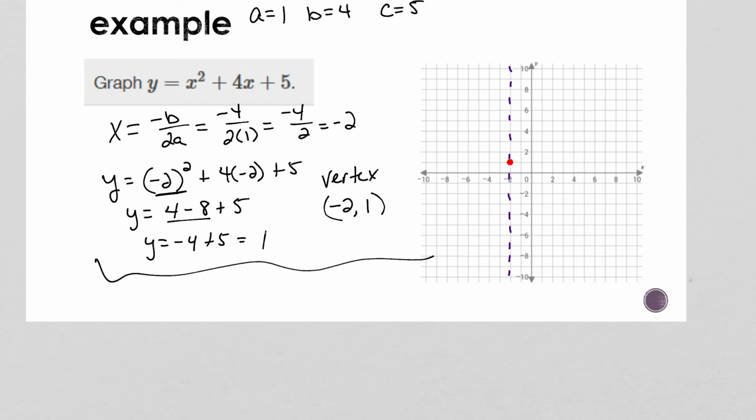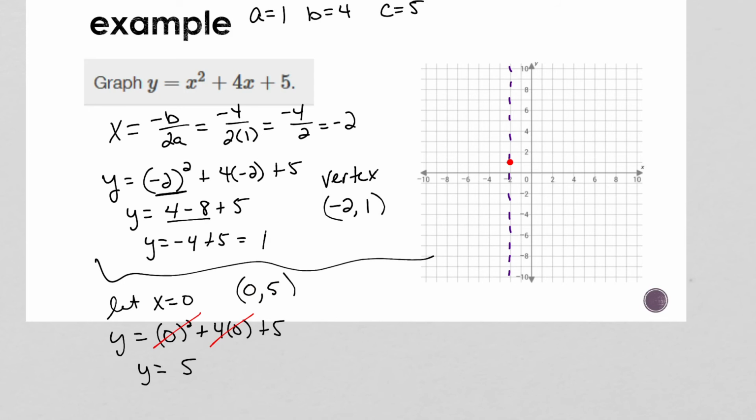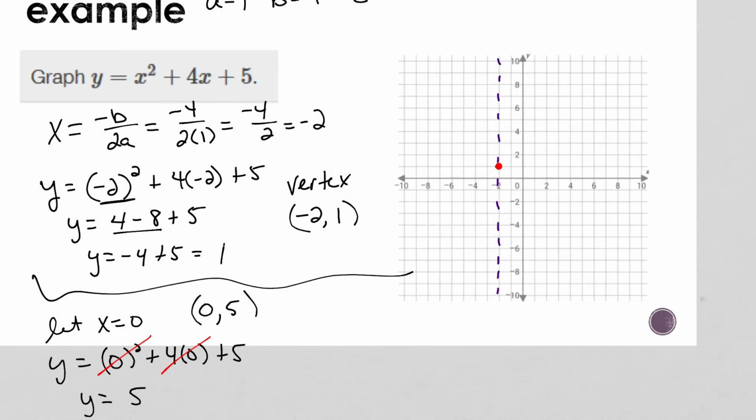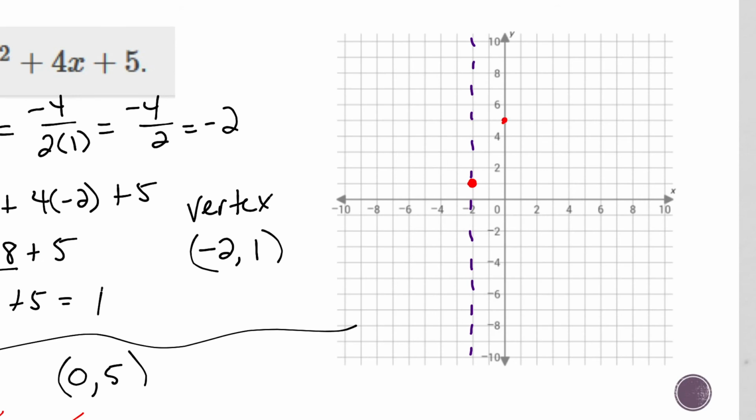All right, but I can find my y-intercept. If this thing opens upward, it's definitely going to cross that y-axis at some point. So let's find that. We're going to let x equal 0 here, okay? So I've got that y is equal to 0 squared plus 4 times 0 plus 5. So that means that goes away, that goes away. I am left with y is equal to 5. So 0, 5 is a point on this graph, which is right there.